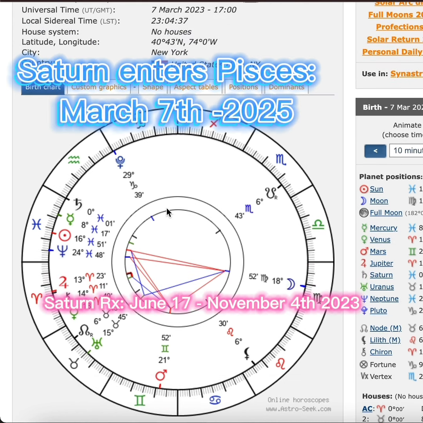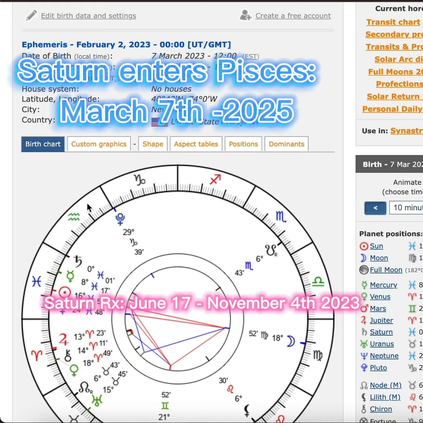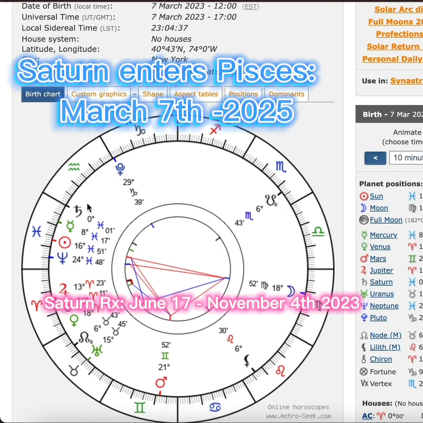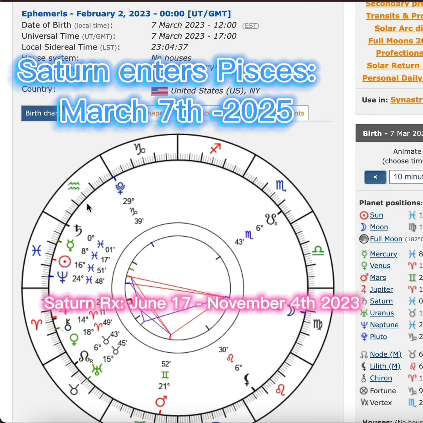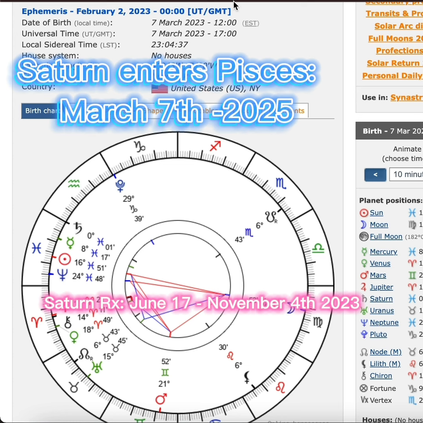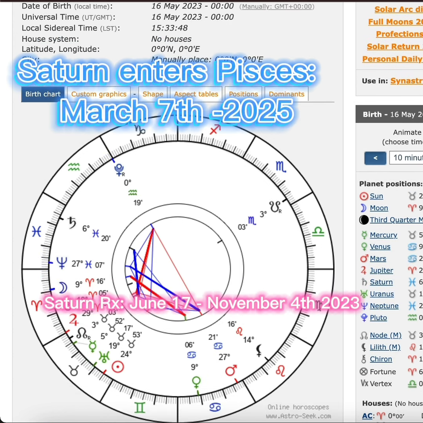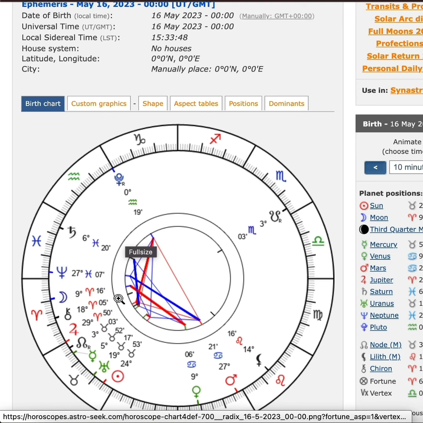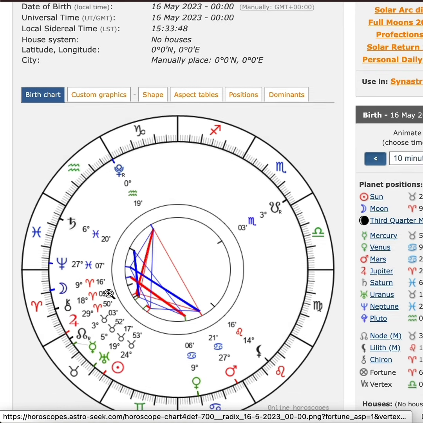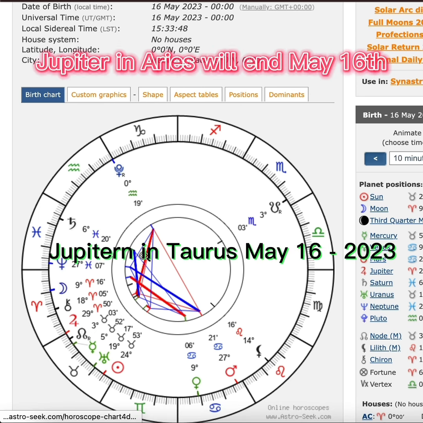Up next, you also want to jot down that when it goes retrograde, it will be June 17th through November 4th of 2023. Then we're going to also experience when Jupiter enters Aries, which it already has in 2023. But on May 16th, Jupiter will end its transit in Aries and it will enter Taurus, and it will be there for 2023. So May 16th, this is important.